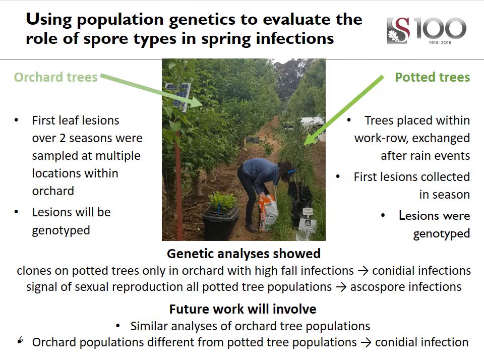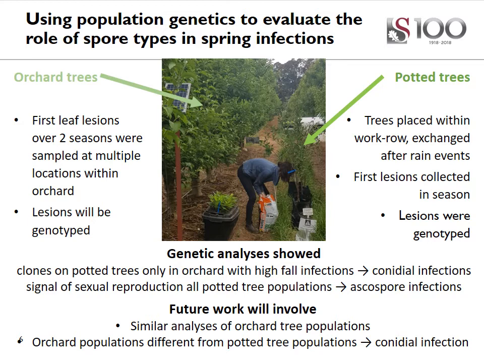For the second objective, population genetics was used to evaluate the role of spore types in spring infections. Orchard trees and potted trees were used. On orchard trees, the first leaf lesions over 2 seasons were sampled at multiple locations within orchards, and the lesions will still be genotyped. Potted trees were placed within orchard work rows and exchanged after each rain event. The first lesions in the season were collected and genotyped.